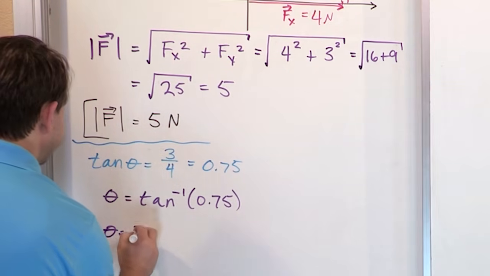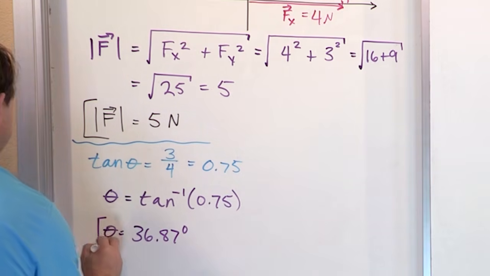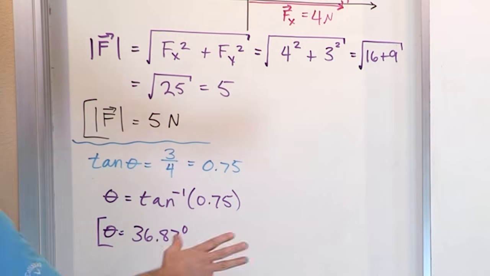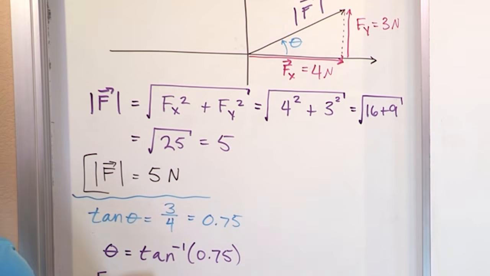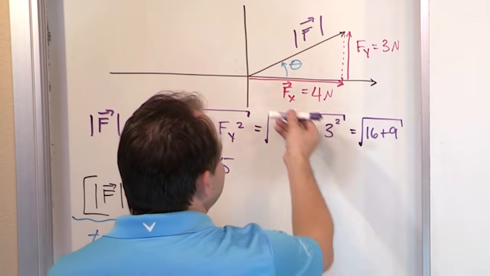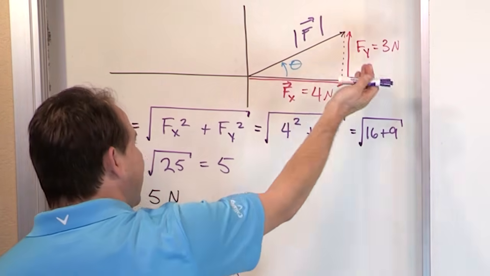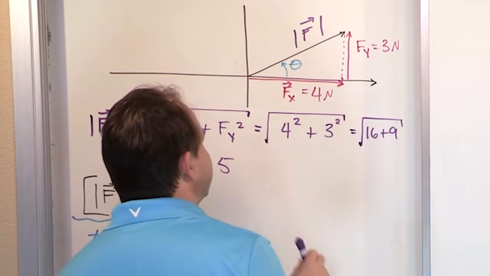It's going to be 36.87 degrees. Now, let's just take stock of what we've done. The angle here is 36 and some change. That makes sense with what we've more or less drawn: 4 units long, 3 units long. This angle looks to be about 30-something degrees, so it seems to make sense.